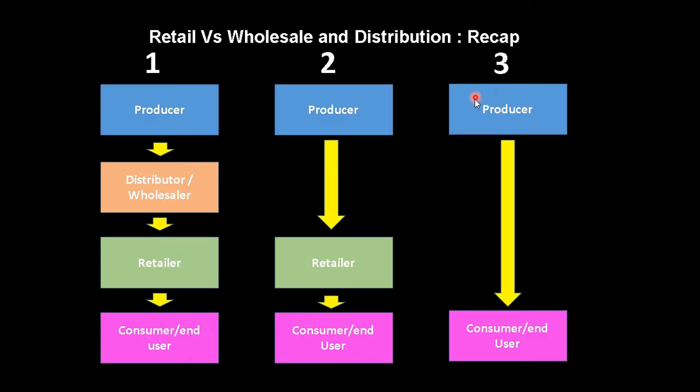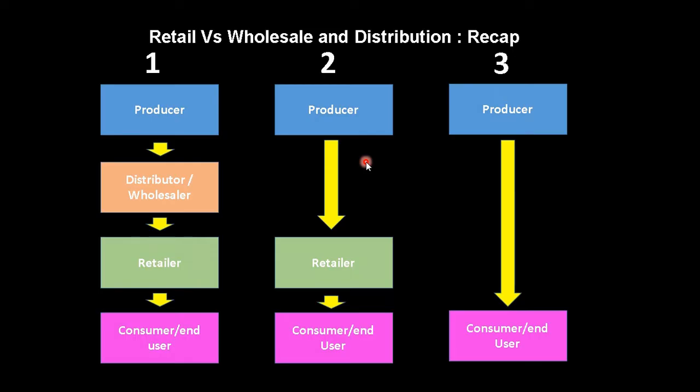In model number 3, the producer has no distribution model happening. They sell directly to the end user, and this is what we call direct sell or direct retail. What you should understand as well, guys, is that producers and manufacturers of goods might adopt a single model or different models depending on the markets.